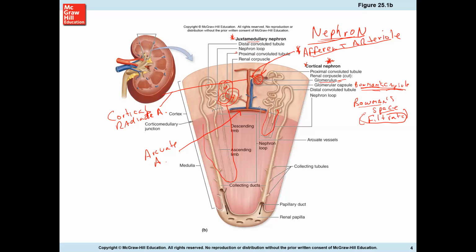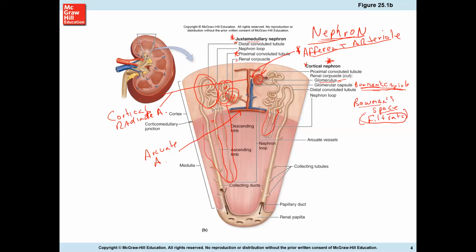So the PCT, proximal convoluted tubule, is where 65% of everything is going to be reabsorbed. Then there's a descending limb of Henle, going deep into the medulla, and it has a hairpin turn, comes back up to the ascending. And the ascending has a thick portion and a thin portion in the ascending. And then it winds up in the DCT, which is the distal convoluted tubule.